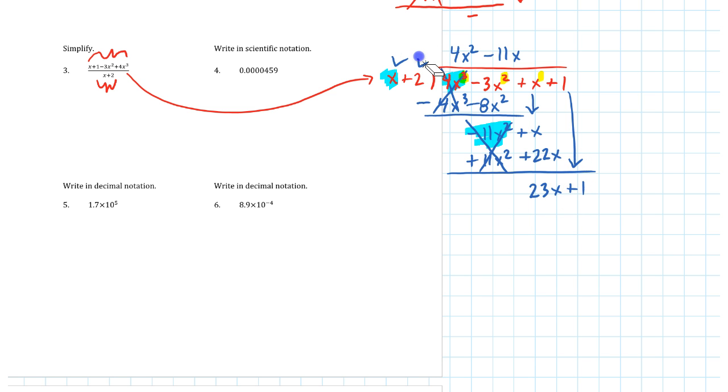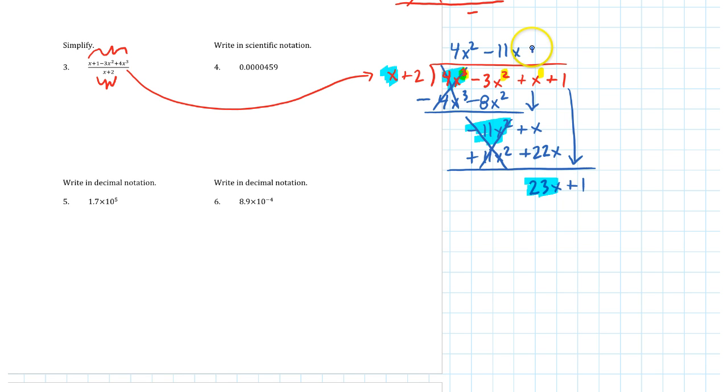Okay, so again, we'll do this process one more time. So now, what do I need to multiply x by to give me 23x? That's going to be 23. 23 times x is 23x. 23 times 2 is 46.